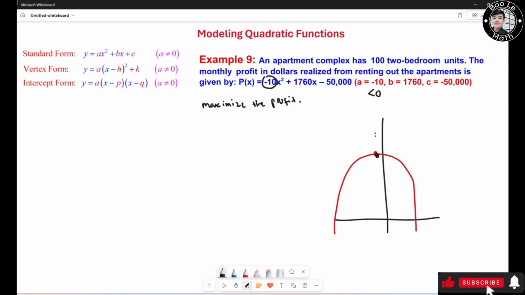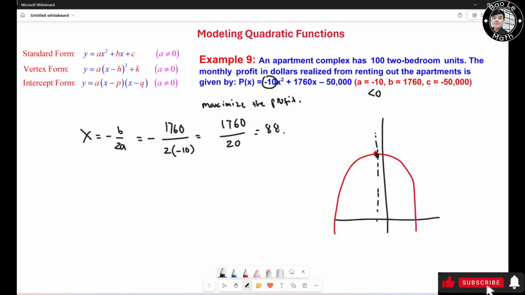So the first thing you need to do is to find the axis of symmetry, right? The axis of symmetry is given by the formula negative b over 2a, right? So it's going to be negative b, which is 1760, over 2 times a, which is negative 10. So I substitute over here, and it turns out to be 1760 divided by 20, right? Because you have two negative signs right here, it turns out to be positive. So it's going to be 88, right?